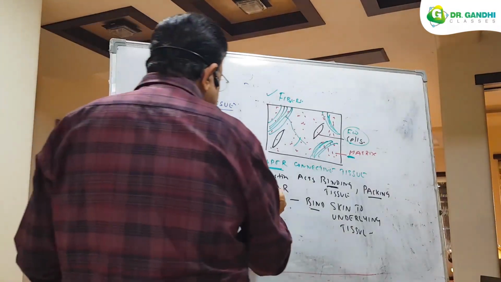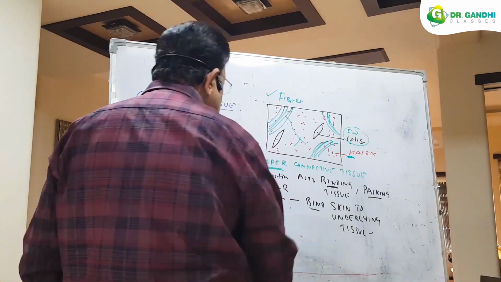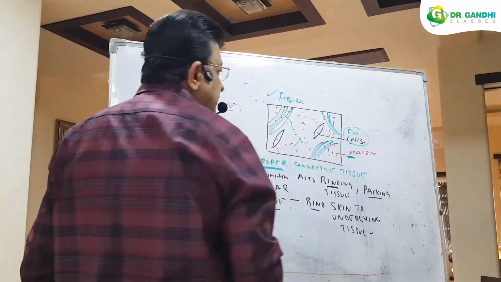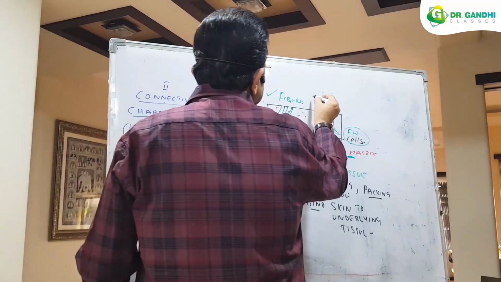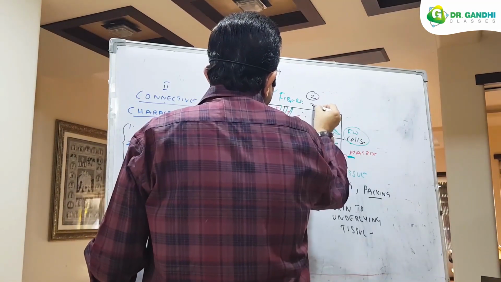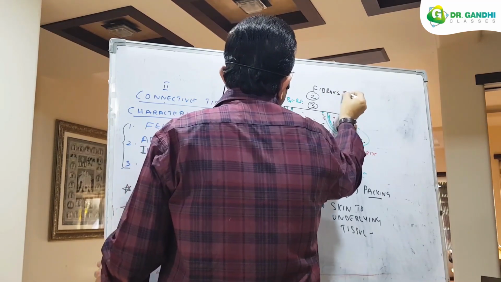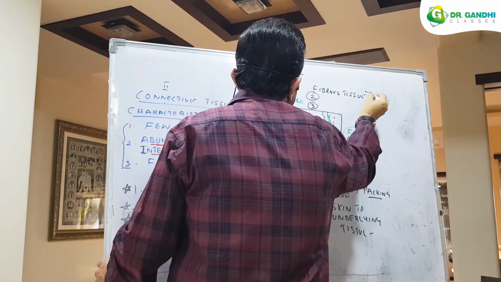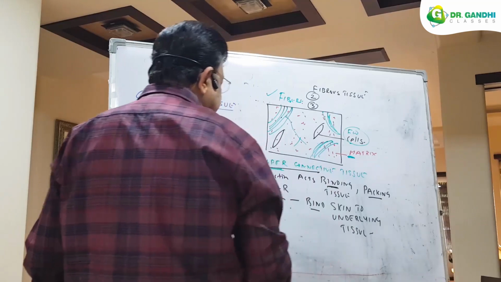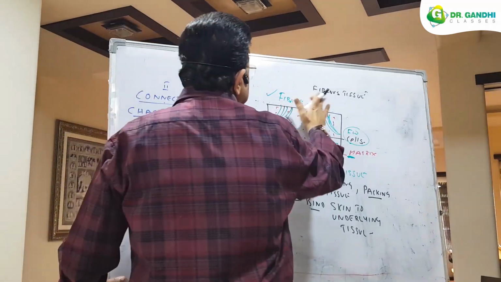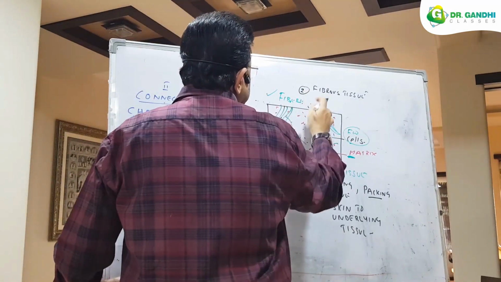Next, the first is areolar tissue. Next you can see fibers. The fibers form the other two types of tissues. The fiber is known as the fibrous tissue. It is also a type of proper connective tissue. The first one is areolar tissue. The second one is fibrous tissue.